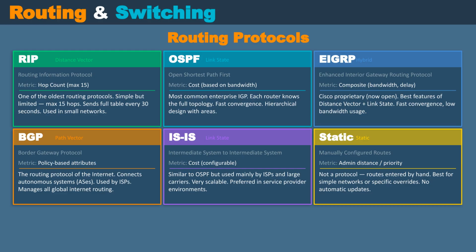Several protocols manage dynamic routing. RIP is an older distance vector protocol suitable for small networks. OSPF and IS-IS are link-state protocols used widely in enterprise and ISP environments, providing fast convergence and full topology knowledge. EIGRP is a hybrid protocol from Cisco, with fast convergence and low bandwidth usage. Static routing is manually configured and best for simple networks.